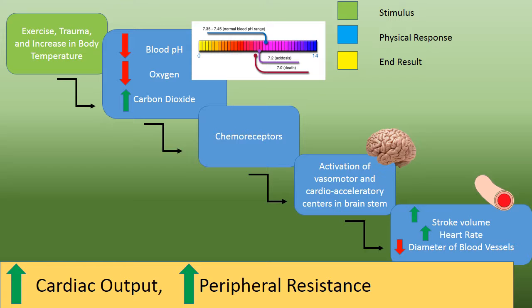Stimulants such as exercise, trauma, and increased body temperature end up lowering the pH level of the blood, decreasing oxygen intake and therefore increasing carbon dioxide levels. When the oxygen concentration falls below normal and the carbon dioxide levels are increased, this activates the chemoreceptors, which send impulses to the brain. The vasomotor and cardioacceleratory centers in the brainstem are activated, which decreases the blood vessel diameter, increases heart rate, and increases stroke volume. Then the cardiac output and peripheral resistance are increased.